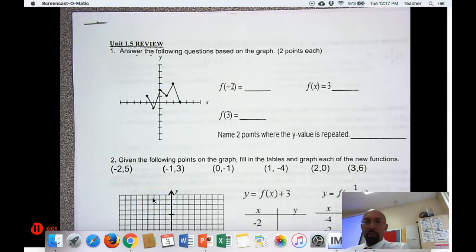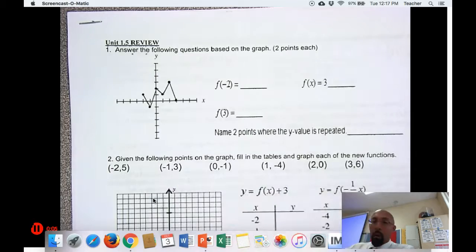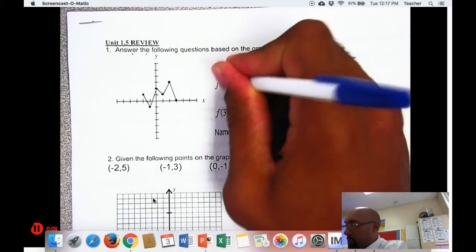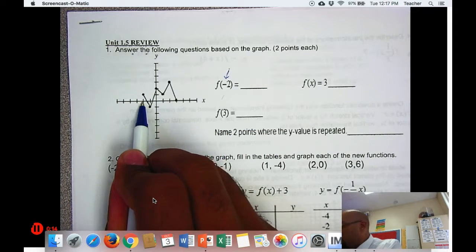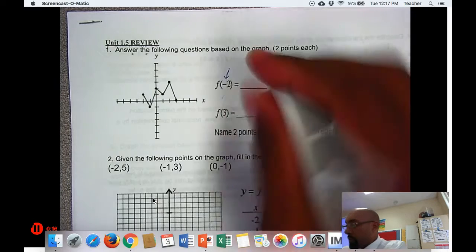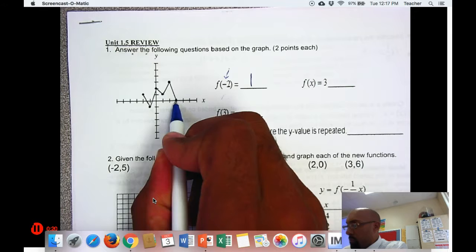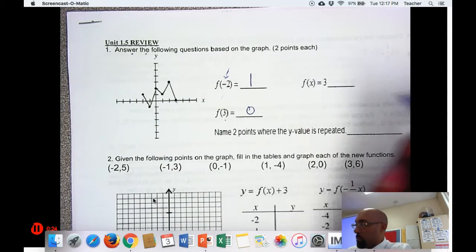Algebra 2 Honors, this is your page 1 of Unit 1.5 review. So first of all, that is the input of -2. So if I go to the graph at -2, the output is 1. If I go to 3, 1, 2, 3, the input is 3, the output is right on the line, 0.